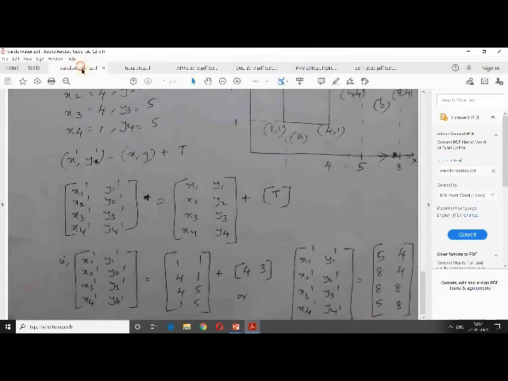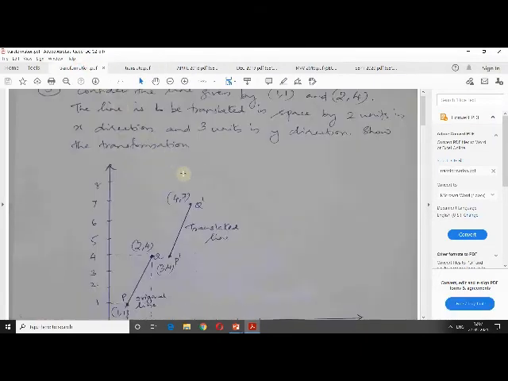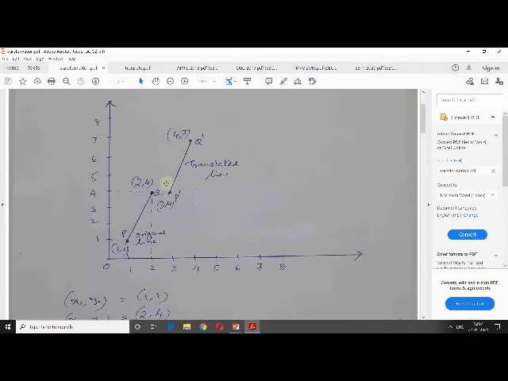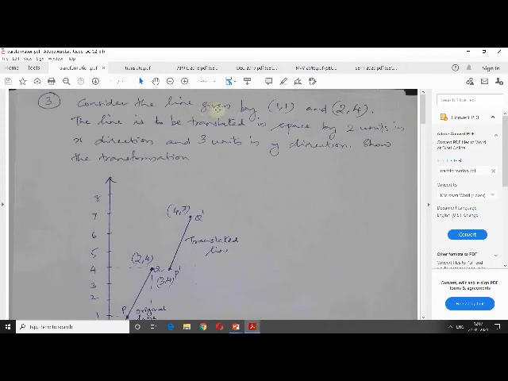Now, again, we have the translation of a line. Consider a line given by the points (1, 1) and (2, 4), so x1, y1, x2, y2 points. The line is to be translated in space by 2 units in the x direction and 3 units in the y direction. So, after drawing this line, the line has to be moved by 2 units in the x direction and 3 units in the y direction.